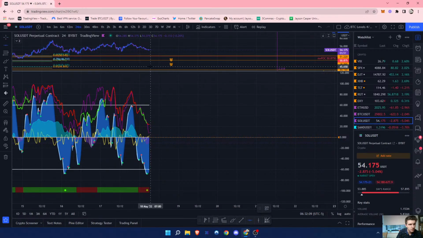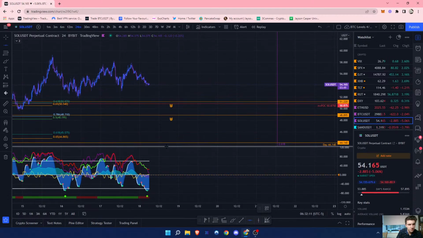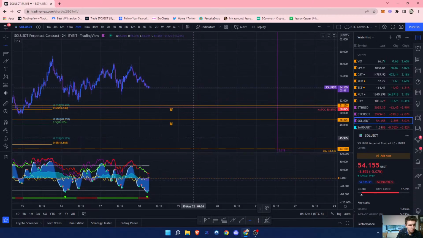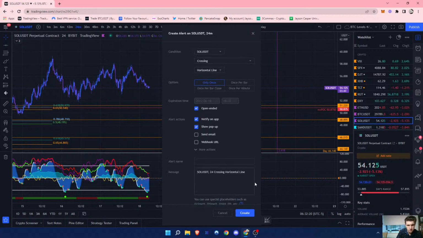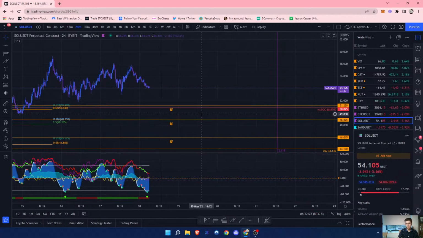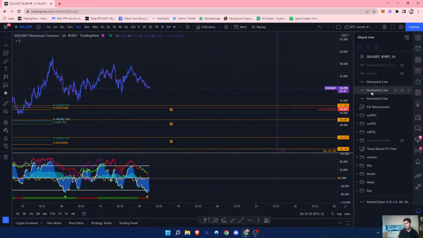And again, right here too, same deal. Right here at this golden pocket, so 45.50, same deal. Solana has been respecting levels more than Ethereum really.